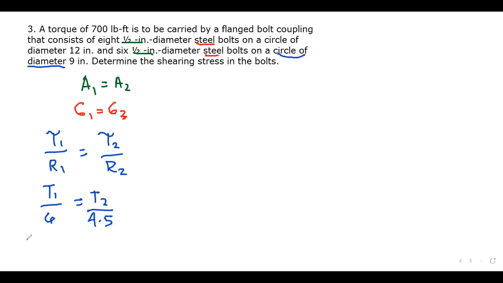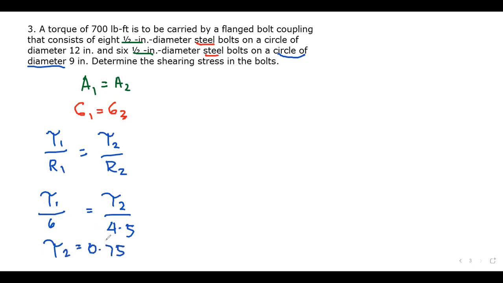Okay? So we can now say that tau 2 is equals to 0.75. Ay, ba't T kasi? Rho pala. Sorry. Ba't T ako ng T? Shearing tau pala. Tau. Ganyan. Tau 1 over R1 is equals to tau 2 over R2. 6 is equals to tau 2 over 4.5. So we can now say that tau 2 is equals to 0.75 tau 1. Okay? So ayan na yung gagamitin natin na relationship sa pagsagot ngayon.